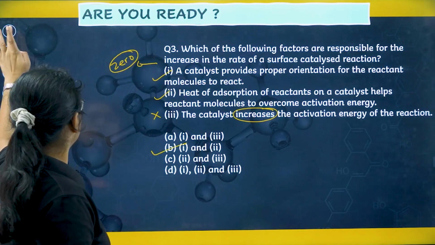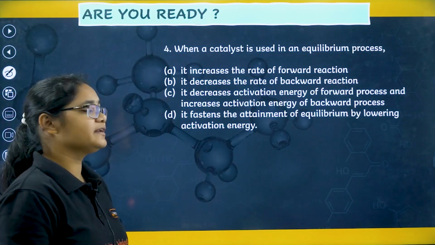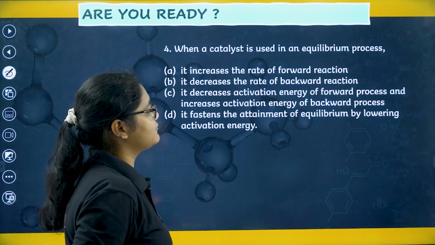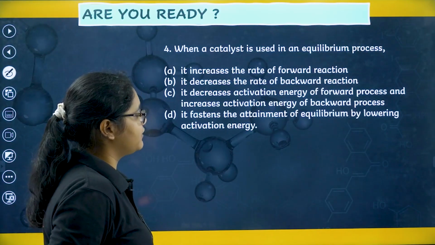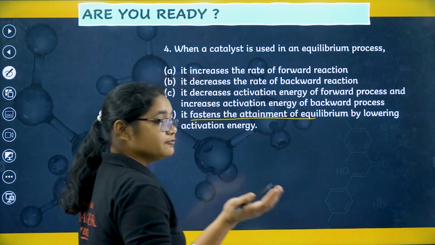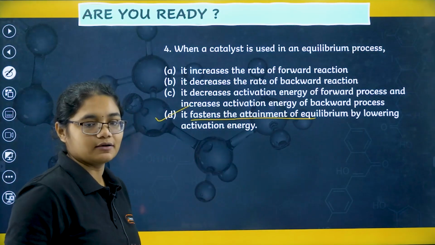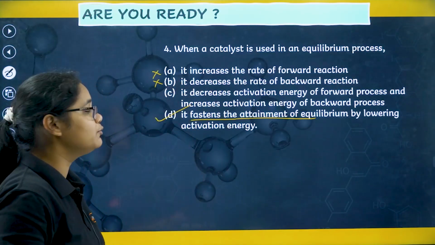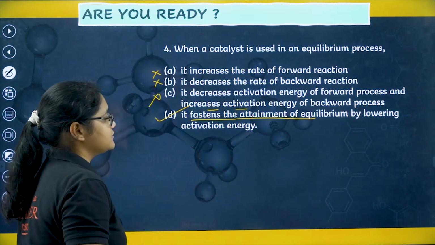Moving to question number 4. When a catalyst is used in an equilibrium process, it increases the rate of forward reaction, it decreases the rate of backward reaction, it decreases the activation energy of forward reaction and increases the activation energy of backward reaction. It fastens the attainment of equilibrium by lowering the activation energy. Yes, so we attain equilibrium faster than the time required without a catalyst. So that is why option number D here. The statement that it increases one and decreases the other is wrong, because it does both by the same amount, and saying it decreases the activation energy of the forward and increases that of the backward is also wrong.